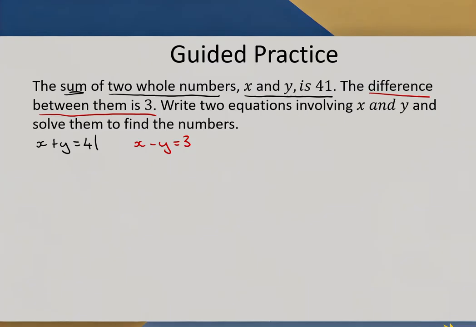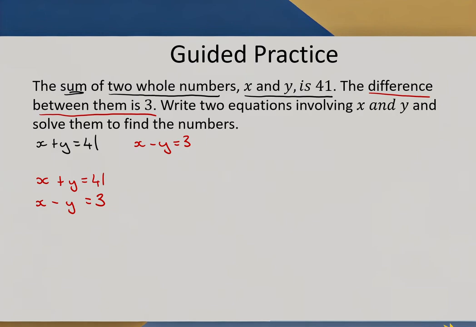Write two equations involving x and y. I've done that, and solve them. Okay, so if I'm solving them, I need to think about what strategy I'm going to be using. I could use simultaneous, or I could use elimination. Doesn't really matter. In this case, I'm just going to use elimination because if I line them up, x plus y equals 41, x minus y equals 3.